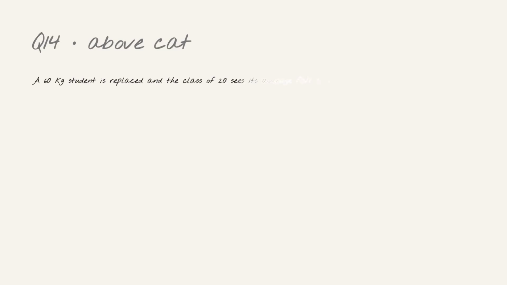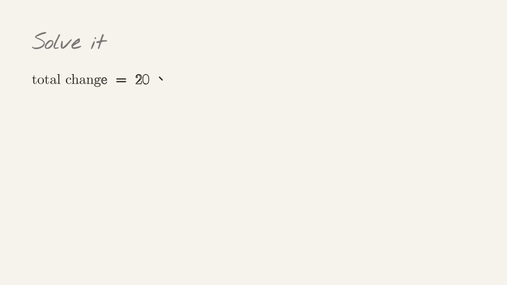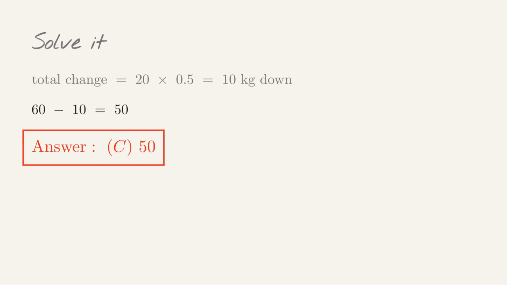Keep going. Count times the change in average gives the weight gap. Pause it, give it a real attempt, then I'll walk through it. With the count fixed at 20, a half kilo drop in the average means the total fell 10 kilos. So the new student is 10 kilos lighter than the one who left, at 60, so 50 kilos.